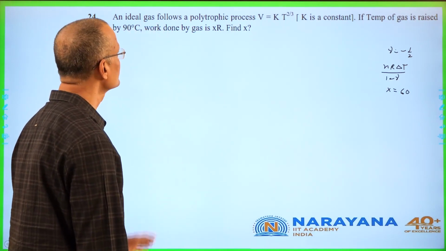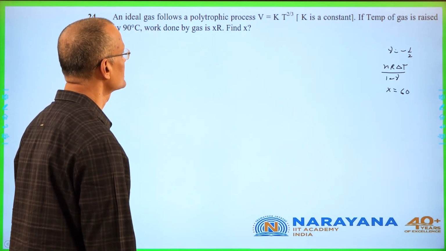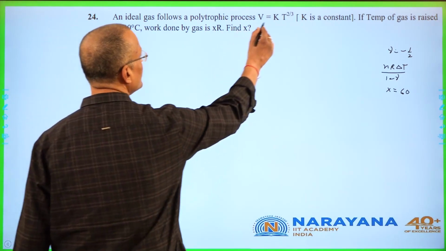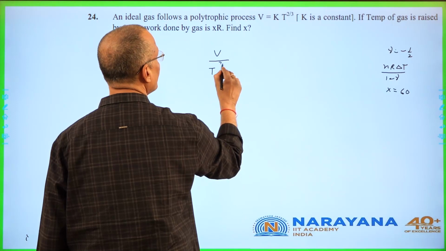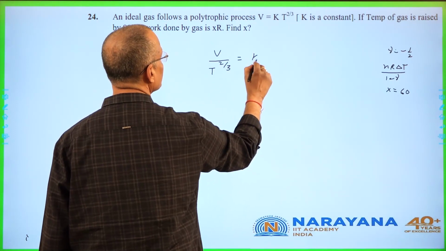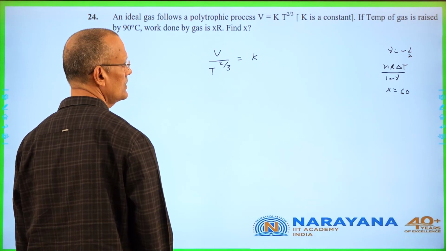An ideal gas follows a polytropic process V. So you will take here V by T to the power 2 by 3 is constant.